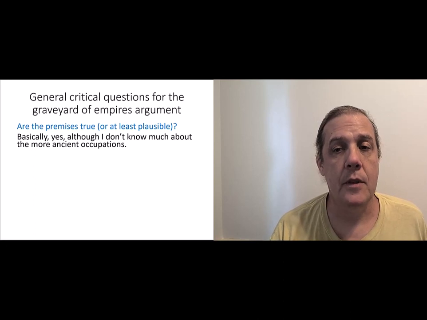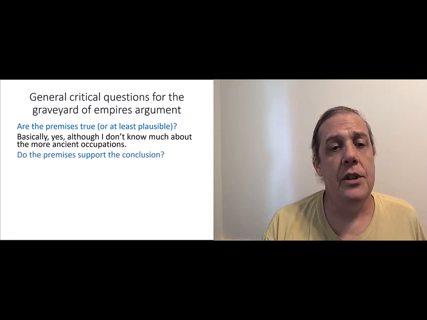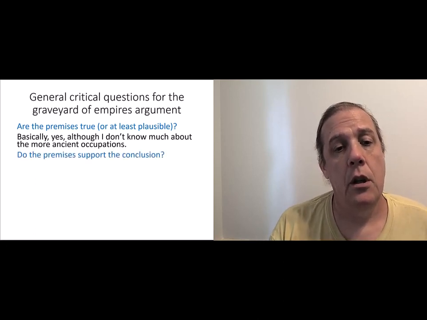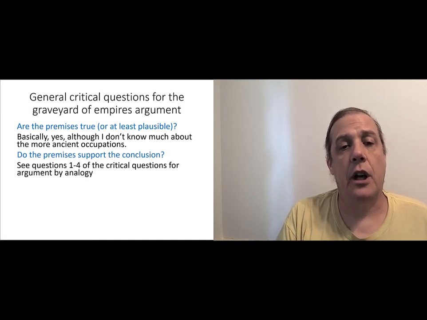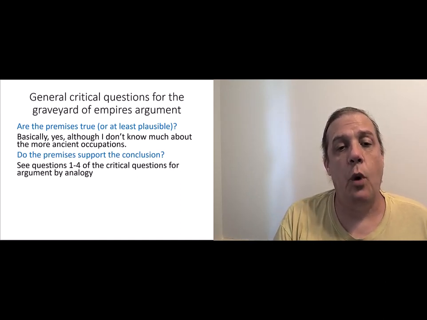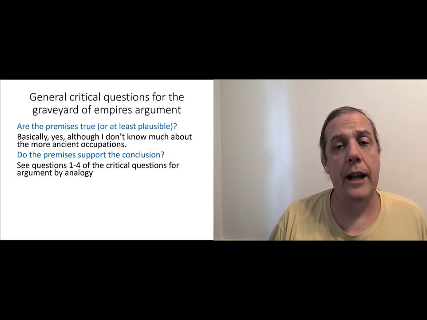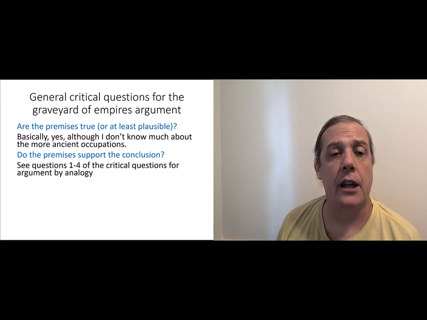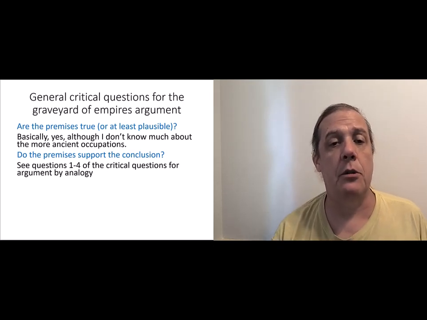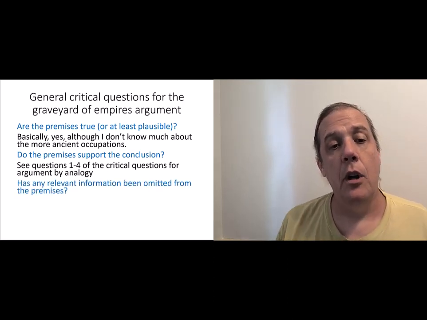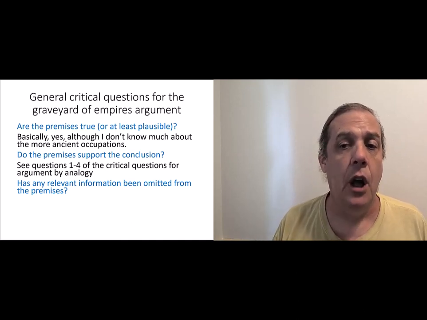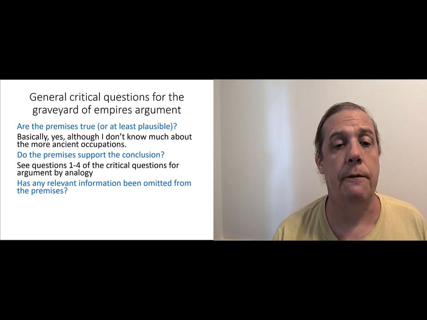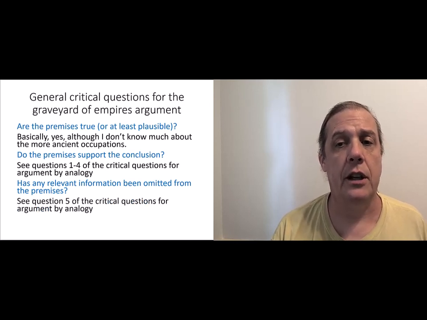Do the premises support the conclusion? Well, this is actually the subject for questions 1 through 4 of the critical questions for argument by analogy. So we'll get to those in a second. And similarly, has any relevant information been omitted from the premises? Well, this is really question 5, right? So let's take a look at those.